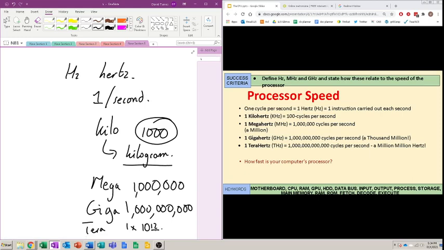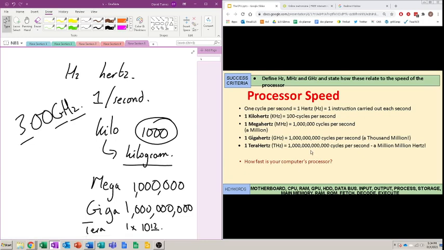This is generally how fast a computer runs. So if a computer is 3 gigahertz in terms of speed, so it runs a billion times 3 hertz, that means it's running 3 billion instructions every single second, and that is incredibly fast.